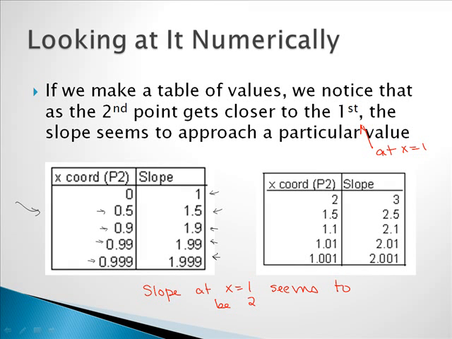Now let's try the same exercise, but starting with P2 to the right of P1. So in the table on the right, we start with P2 at x equals 2. Again, it's quite far from P1, which is at x equals 1, and we get a slope of 3 initially. But now let's bring P2 closer and closer to P1 from the right. Well, the slope then gets closer and closer to 2. So looking at what happens when we bring P2 closer and closer to P1, both from the left and from the right, we seem to have a slope of 2 that we're approaching. So that means the tangent has a slope of 2.